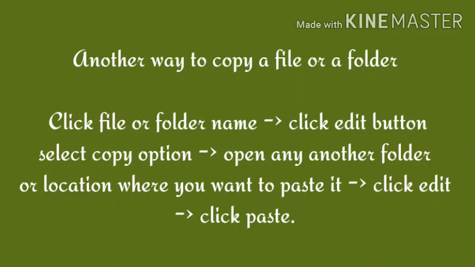Another way to copy a file or a folder is to select or click the file or folder name which we want to copy, then click the Edit button. In that we have to select the Copy option. After selecting the Copy option, the file gets copied. Then we select any other folder or location where we want to paste it, click the File button again and click on the Paste button. Then that file or folder gets pasted in that location or folder. In this way you can copy the file in the folder or in any other location.